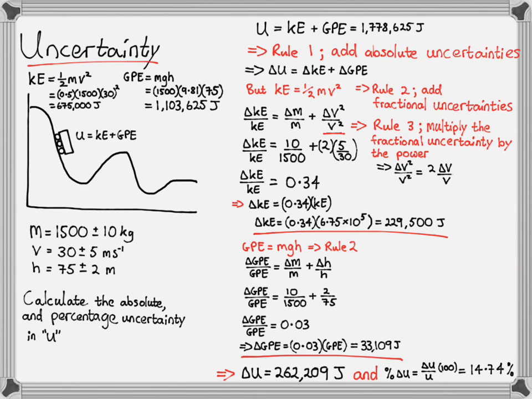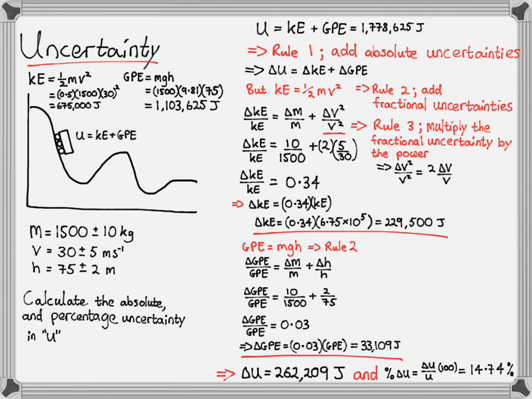All I have to do to calculate the absolute uncertainty in U is add together the absolute uncertainty in the kinetic energy plus the absolute uncertainty in the gravitational potential energy, and I get 262,209 joules. So to find the percentage uncertainty in U, all I do is get the fractional uncertainty, delta U over U, and multiply it by 100.